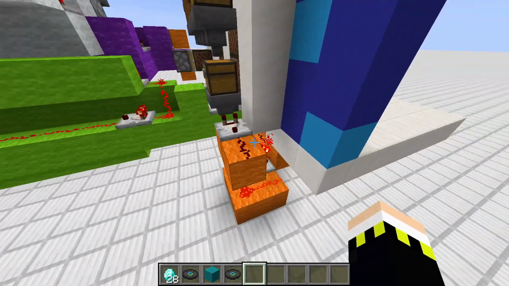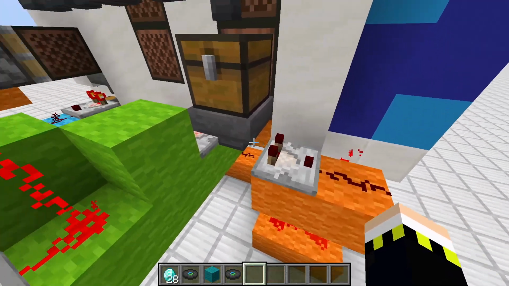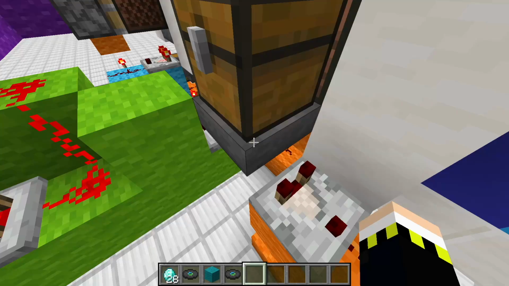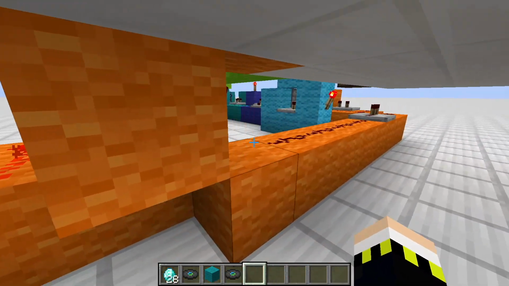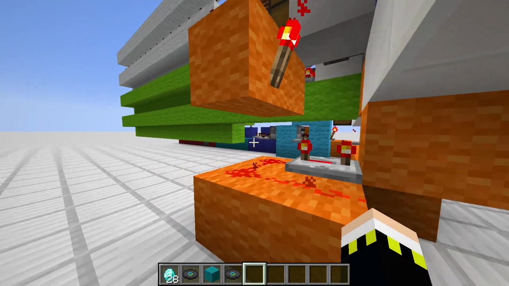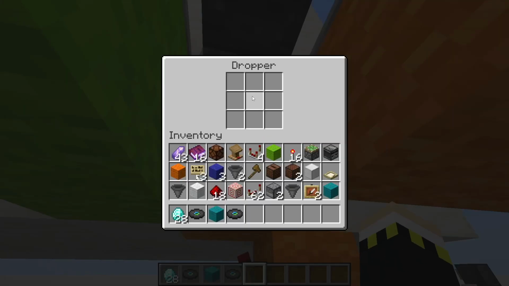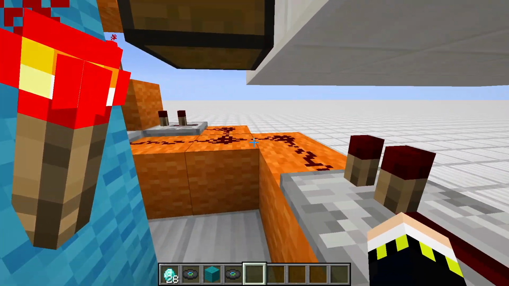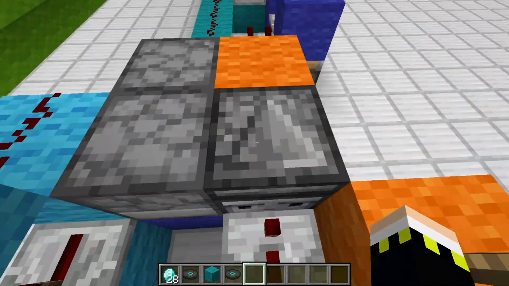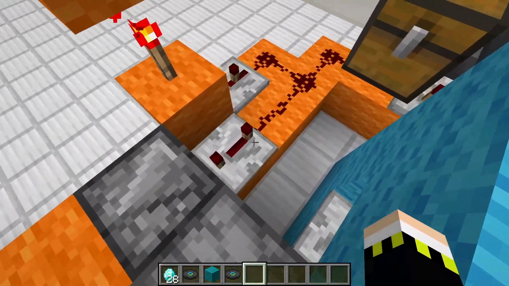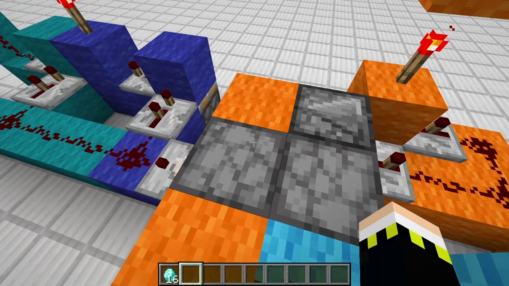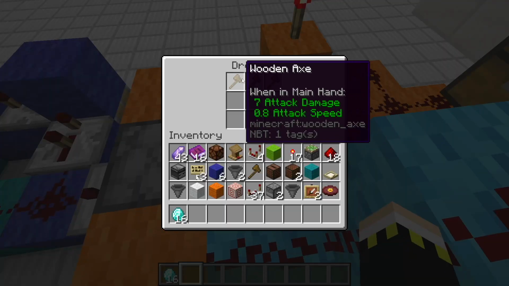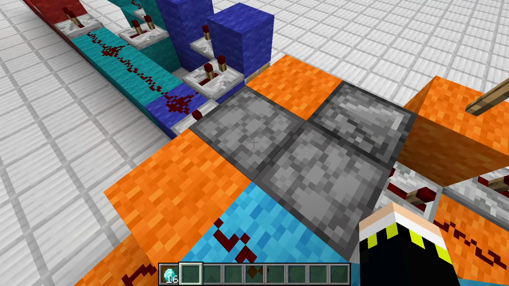Great. How does the reset work? The reset is simply if the disc arrives at our dropper here, it powers this comparator, depowers the torch, powers this torch, and this torch then fires this dropper here once. Then we can go all over here. And what we do there is we fire this dropper here multiple times. And yeah, I want to now move one by one of those wooden axes into this dropper here.